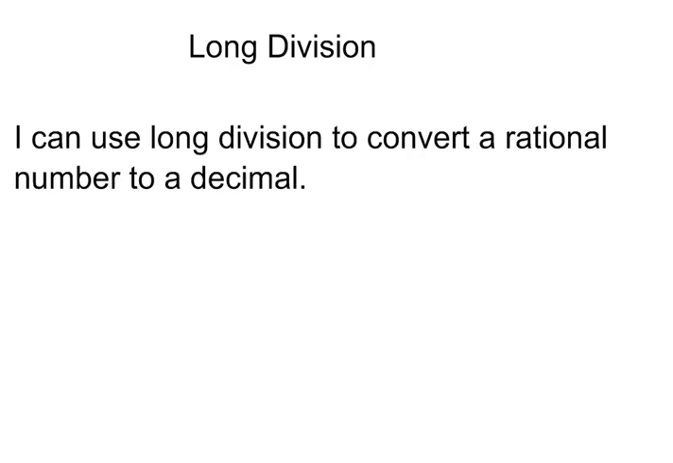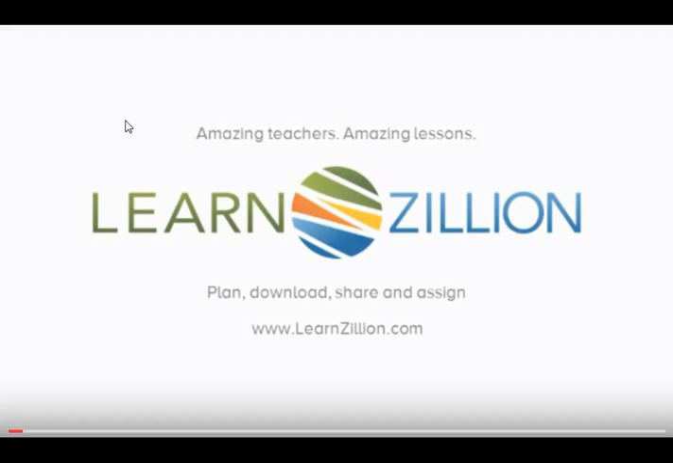Even though you've done this before, probably in elementary school, we need to do long division because it's now one of our standards in 7th grade. By the time you finish this video, you should be able to use long division to convert a rational number to a decimal. We're now going to watch a Learn Zillion video to see how to change a rational number into a decimal using long division.